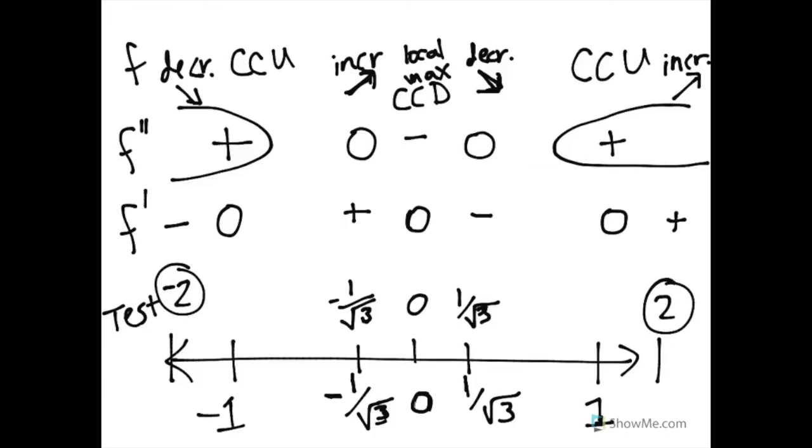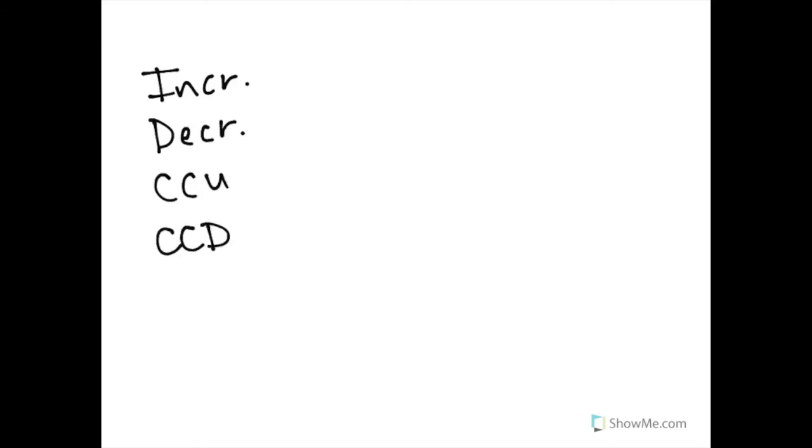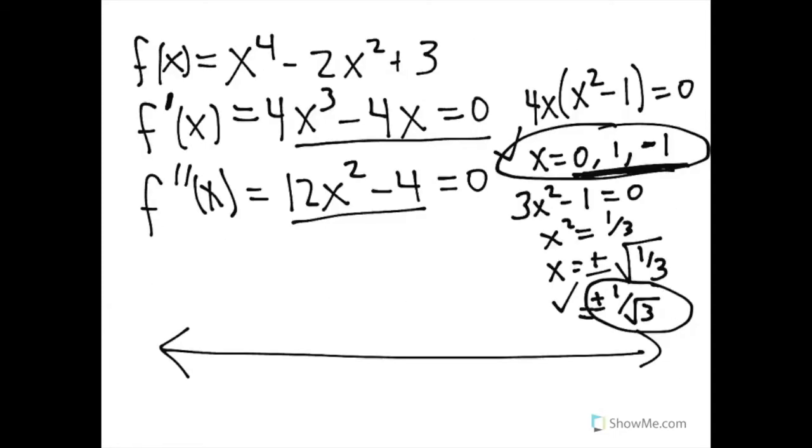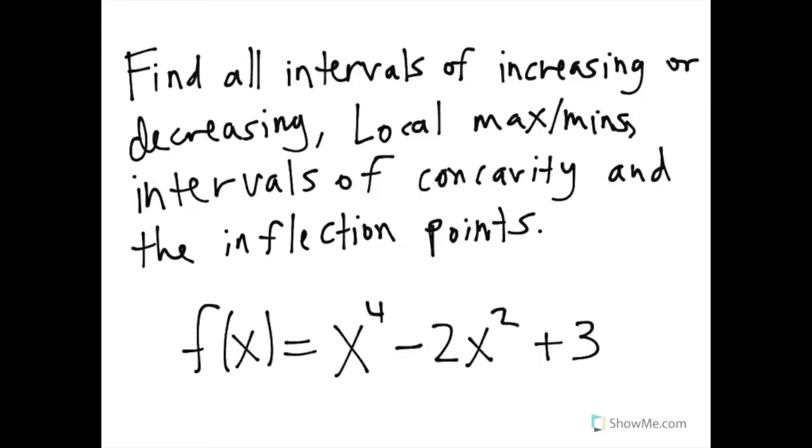Let's see if we can summarize some of the things that we think we found. Remember, we're trying to find where f is increasing, where f is decreasing, where f is concave up, where f is concave down, and along with those were critical points and inflection points. Let's see, was there anything else we were trying to find? Let me go back to my directions. Intervals of increasing, decreasing, local max and mins, concavity, and inflection points.